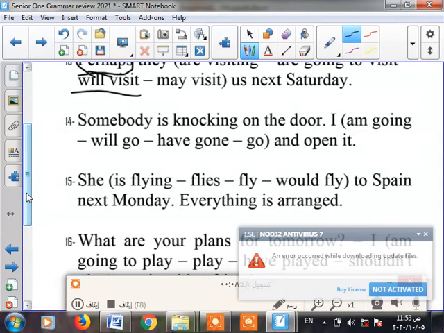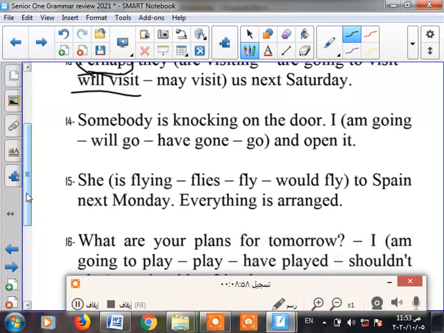Okay, the following example, number 14. Someone is knocking on the door. I open it. Okay, someone is knocking on the door. I, excellent, I will go. Of course, it's a quick decision. When you're talking about quick decisions, you're going to use the word will. So, if someone or somebody is knocking on the door, I will go and open it.